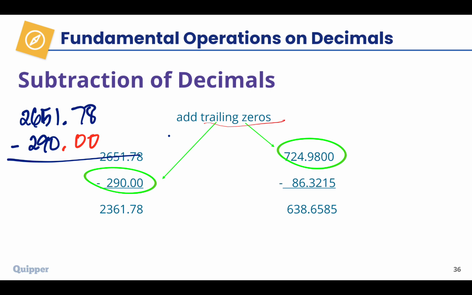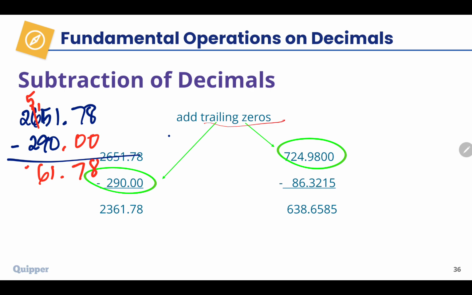And after that, subtract like whole numbers. 8 minus 0, that is 8. 7 minus 0, that is 7. 1 minus 0 is 1. 5 minus 9, so we cannot subtract 9 from 5. So, we have to borrow 1 from 6. So, si 6 magiging 5. Then, si 5, mag-add tayo ng 1. So, magiging 15 siya. So, 15 minus 9, that is 6.